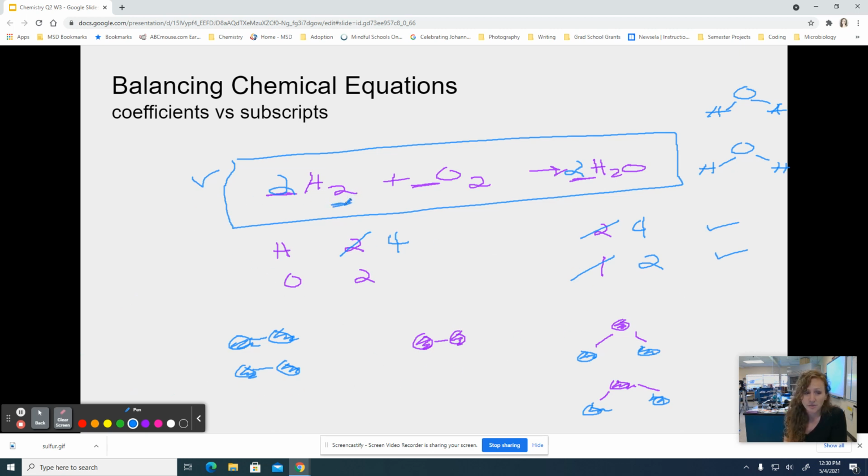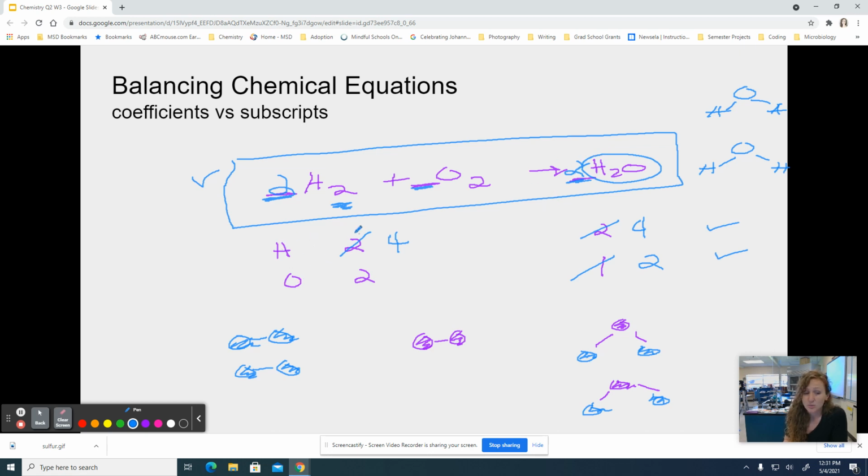We don't mess with the subscripts. Once we have written out the compounds and figured out what they are, we don't mess with the subscripts anymore because we don't want to change the bonding. We do change coefficients because coefficients will double the entire molecule that they are in front of.